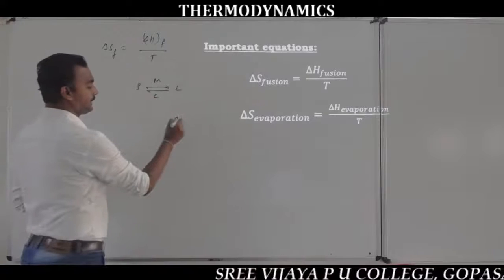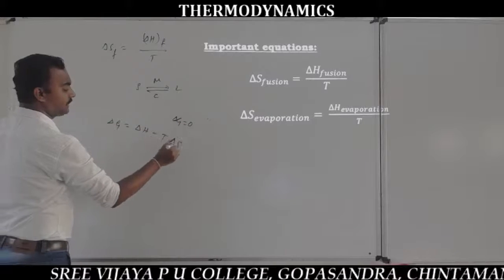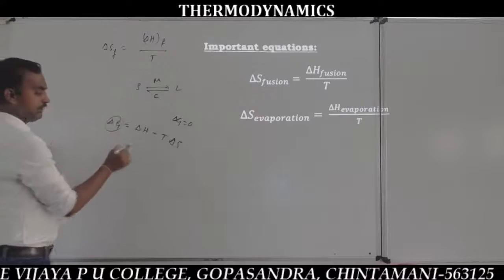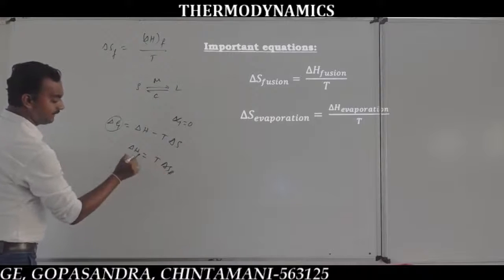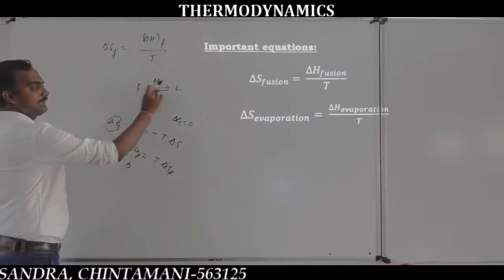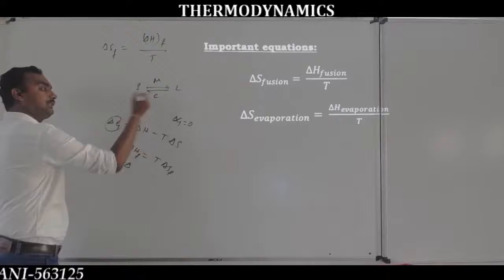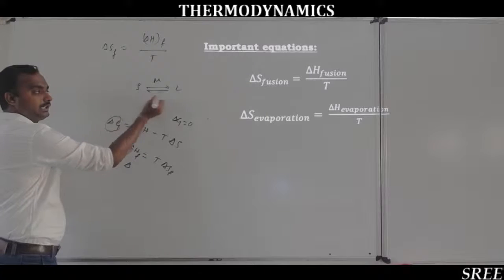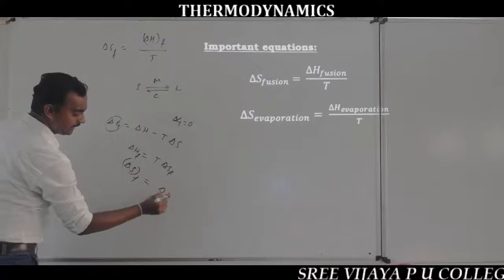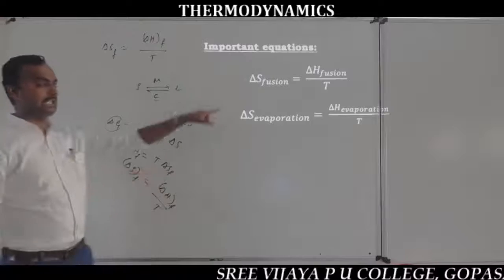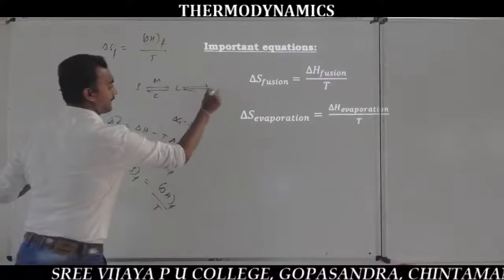At the equilibrium condition, delta G is equal to 0. So in the Gibbs equation, delta G is equal to delta H minus T into delta S, and if delta G is 0, then delta H is equal to T into delta S. So for fusion, the rate of melting is equal to the rate of solidification. In reverse, liquid to solid is called solidification. So delta S fusion is equal to delta H fusion divided by T. That is the equation. Similarly, delta S vaporization, or evaporation, is when liquid becomes gas.